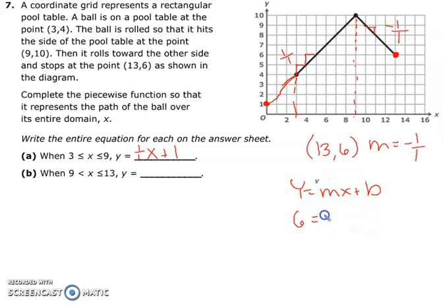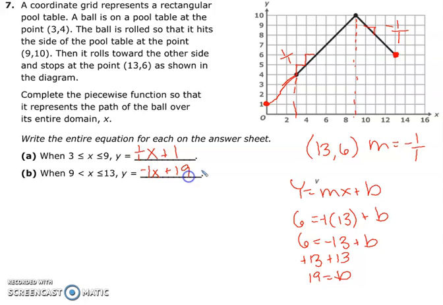6 equals negative 1 times 13 plus b. 6 equals negative 13 plus b, plus 13 plus 13. 19 equals b. Does it make sense that this thing would cross up here at 19? Does that make sense? Yeah. So negative 1x plus 19. That makes sense that it would cross there.